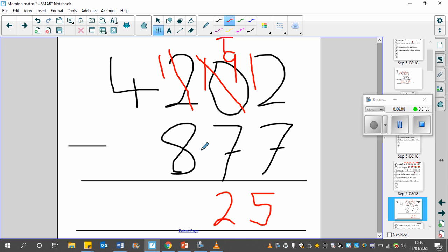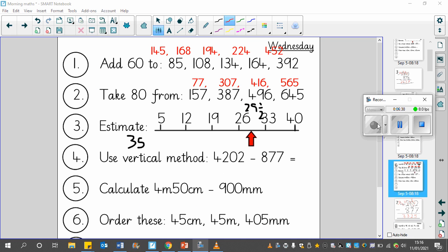1 take away 8, well, we can't do that, so therefore we have to exchange. This is thousands, so take it down to 3,000, and now add another 10 into the hundreds column, and if you add 10 hundreds, that's 1,000, so when you think about it, that's okay. 11 take away 8 is 3, and then 3 take away, well, there's nothing there, so therefore the answer is 3,325.